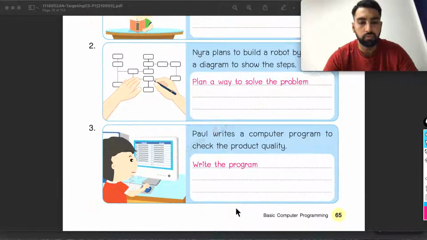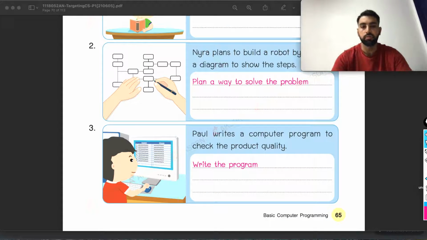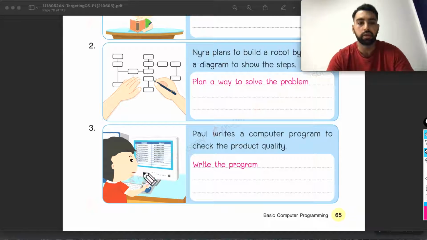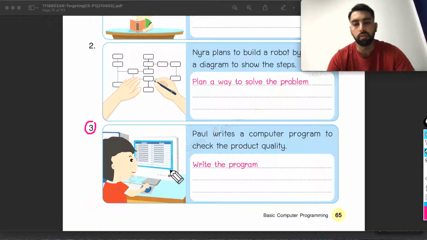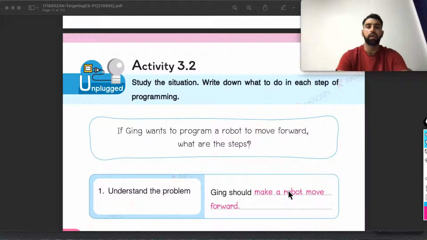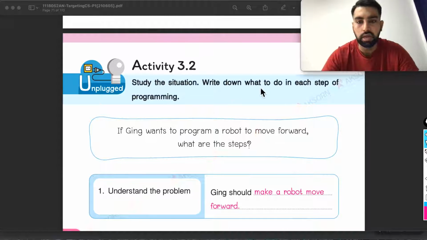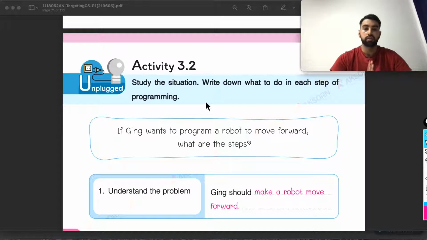Number 3 is writing a program. Paul writes a computer program to check the product quality. So Paul is writing a program. The second activity we are going to have is: study the situation and write down what to do in each step of programming. You have to study and understand what you are going to do in each step of programming.